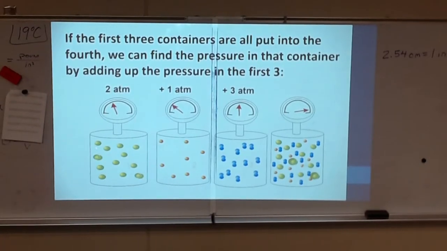So if this first one is 2, and this is 1, and this is 3, it's important to note that these can't be reactive. They can't react to each other. This answer is going to be what? 6. Yeah, it really is that simple.